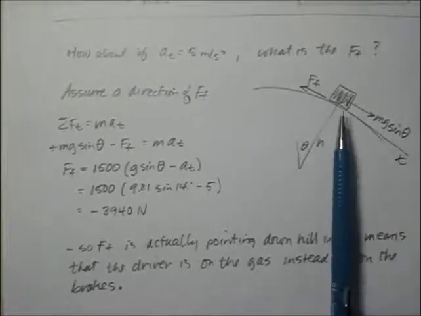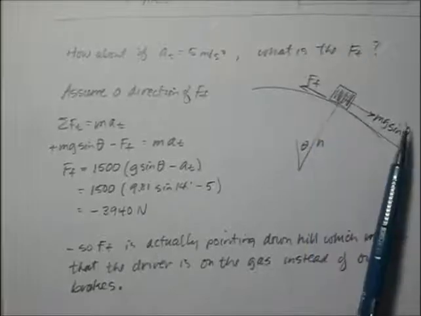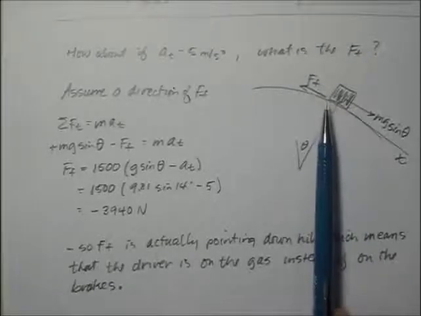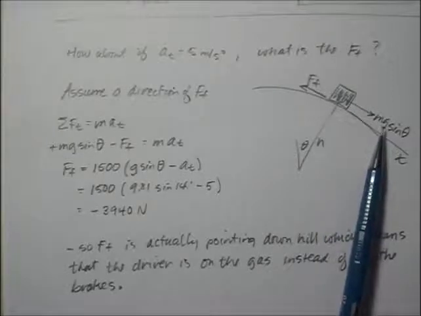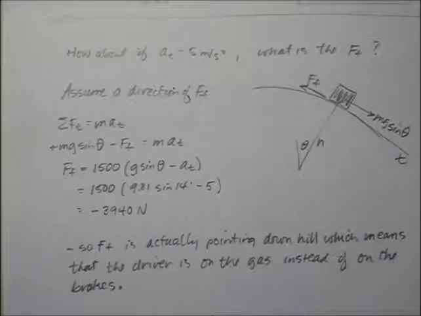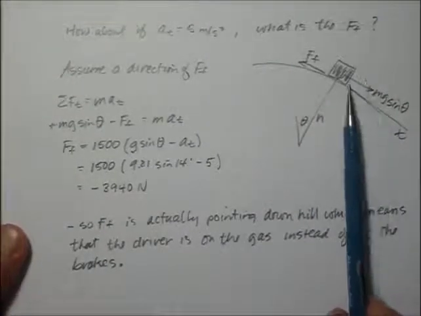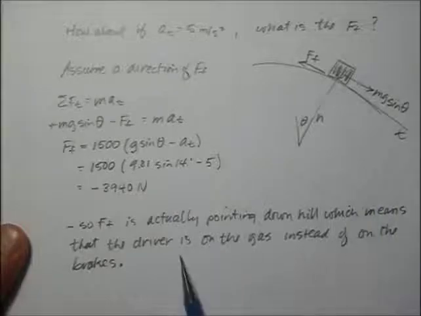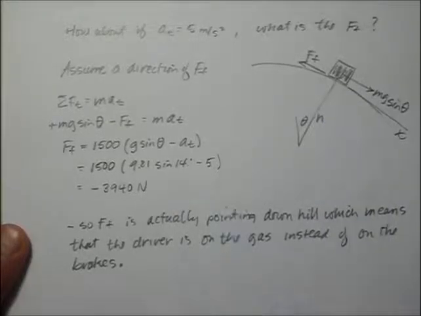If the force of friction is going opposite your velocity, it's slowing you down. But if the force of friction is going in the same direction as your velocity, that means the force of friction is making you go faster. So in this case, what we interpret is that instead of the driver of the car stepping on the brakes, he's actually stepping on the gas, making the force of friction make him accelerate farther or faster down the hill.